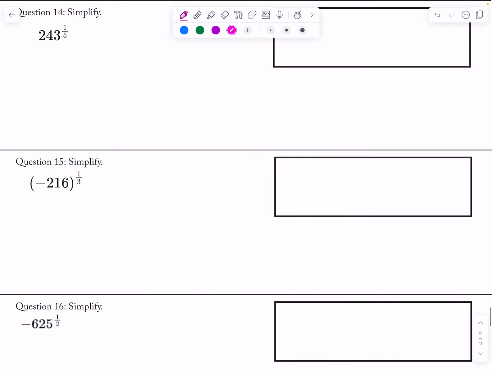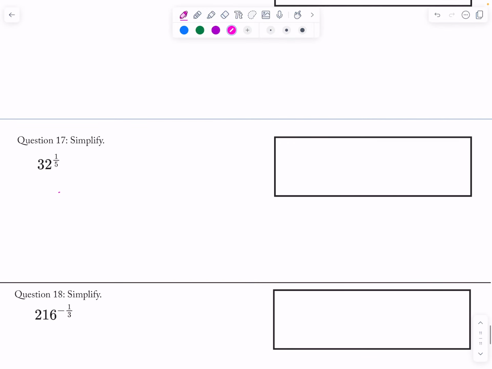So 15. That is the cube root of 216. 108, 2 and 54, 2 and 27, 2, no, not 2, 3 and 9, and then 3 and 3. So I have the cube root of 8 and the cube root of 27. So then this will be negative 6. Okay.